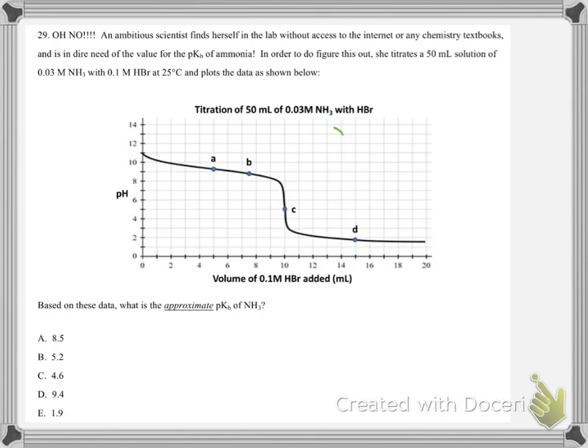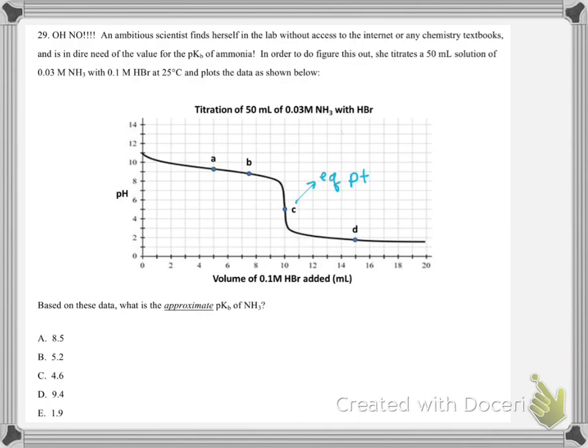In number 29, we have this titration curve. And from it, they want to figure out the pKb of ammonia, which we know is a weak base. So when we look at this titration curve, there's a few points of note. One is point C here. That's going to be our equivalence point. And we can see it took 5 milliliters for us to get to the equivalence point.